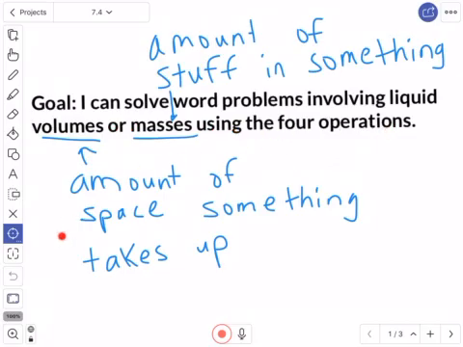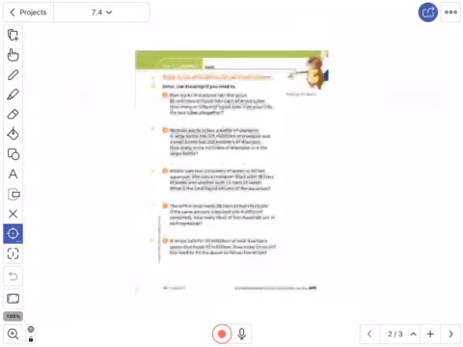So we're going to be solving word problems that have to do with masses and volumes, volumes meaning the amount of space something takes up. That's for liquids. And then masses, that's the amount of stuff in something. We're basically just going to get to do some fun word problems today. I'm going to start by reading all of the word problems to you first. I'll have you go solve, and we'll come back and check them.